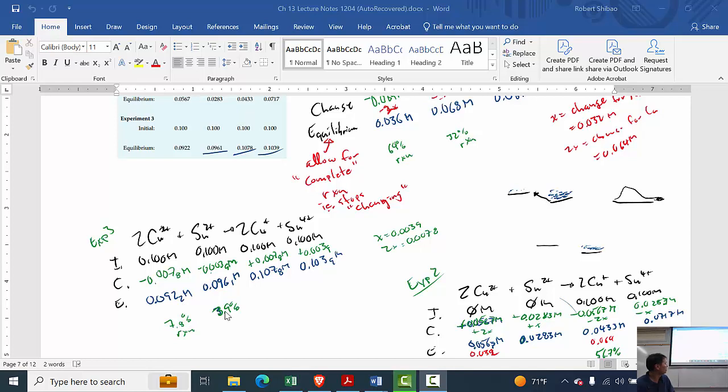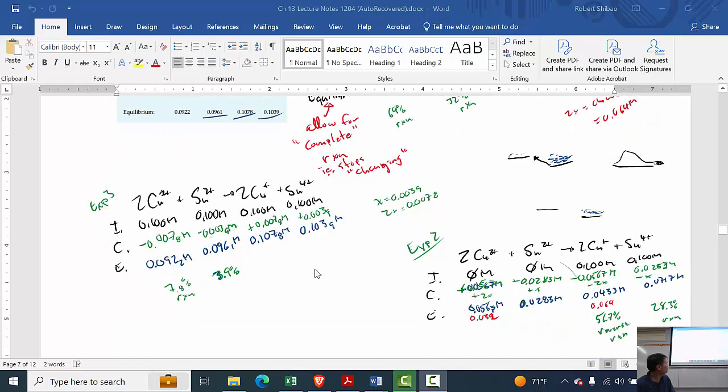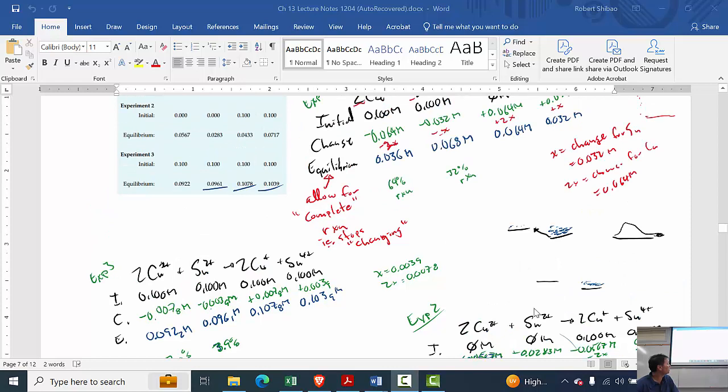7.8% is back. And then if I go on to experiment 2, actually experiment 3 was starting off with equal amounts of reactants and products. Experiment 3, we get a different percentage. And so we can't use the percent reaction to make a prediction. And so we start to look for other patterns.